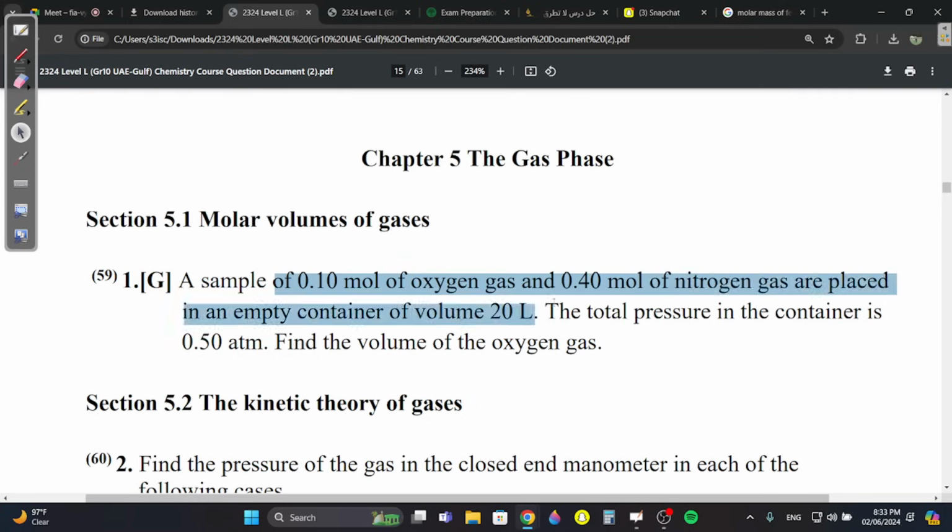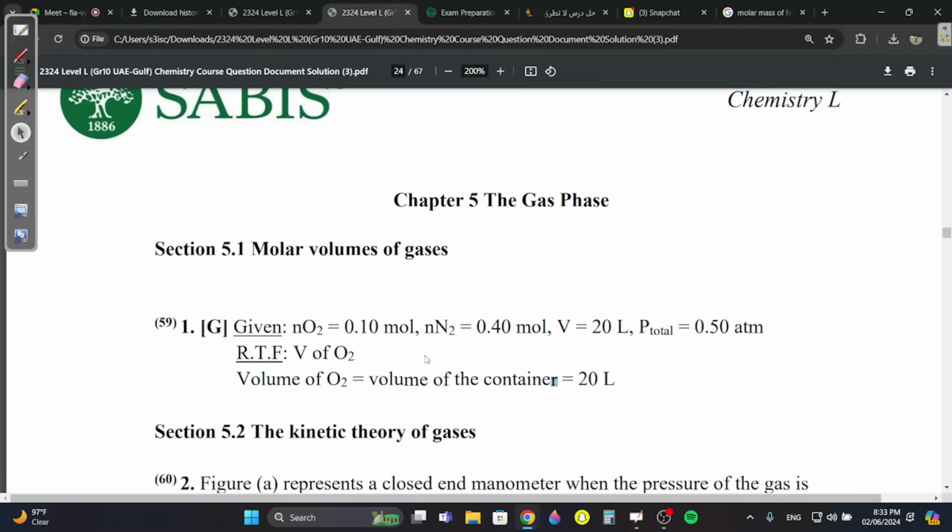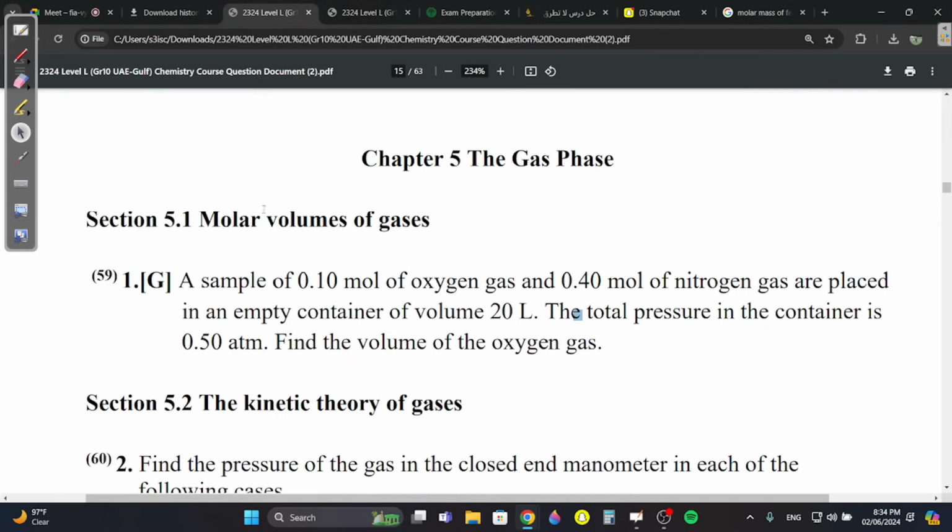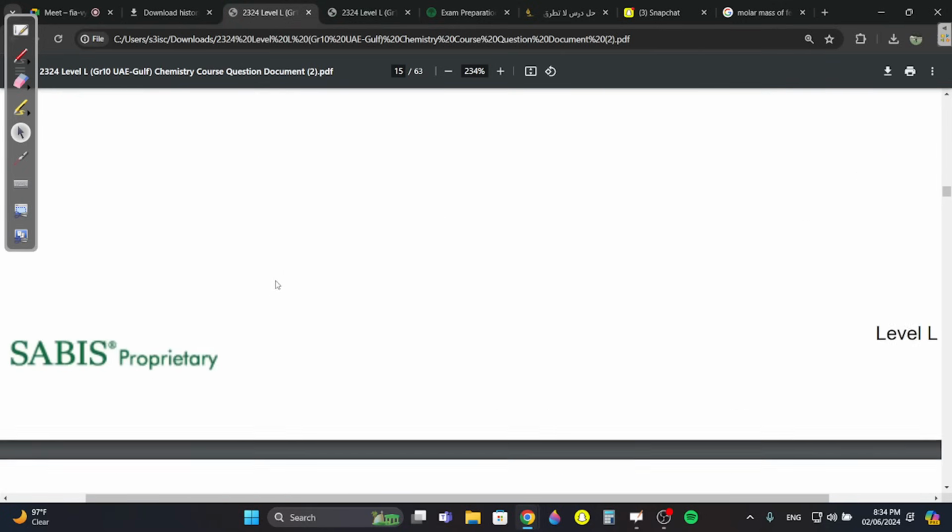They try to trick you with all of this mumbo jumbo words. Please remember it's a gas, so it takes the volume of its container. So it's just 20 liters. You don't need anything. Volume of oxygen always equals the volume of the container because it's a gas.